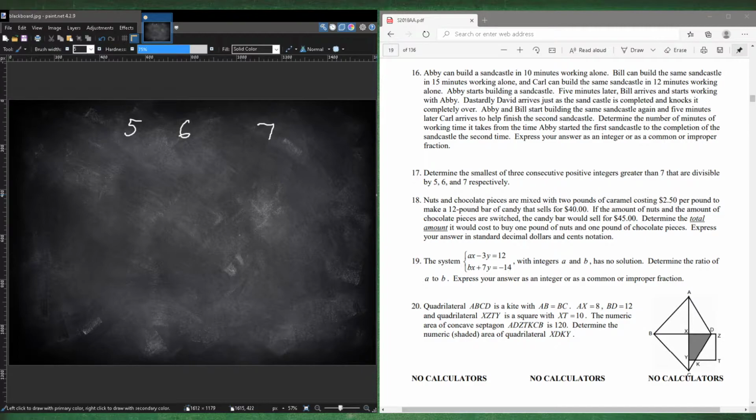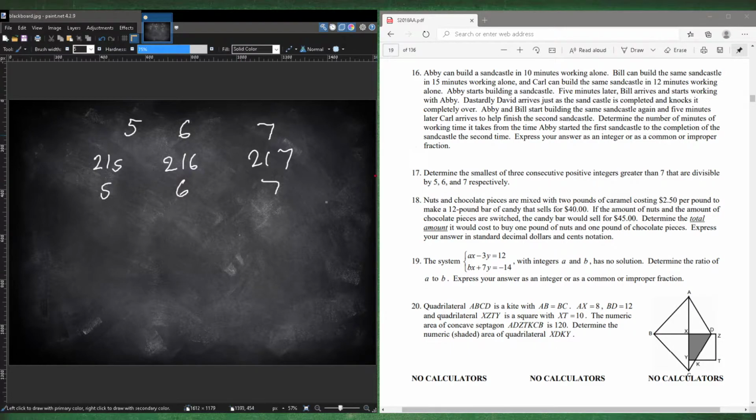So the least common multiple of 5, 6, and 7, that's 5 times 6, which is 30, times 7 is 210. So add 210 to these three numbers, so 215, 216, and 217. So you divide this by 5, that's divisible by 5. Divide this by 6, that's divisible by 6. Divide this by 7, that's divisible by 7.